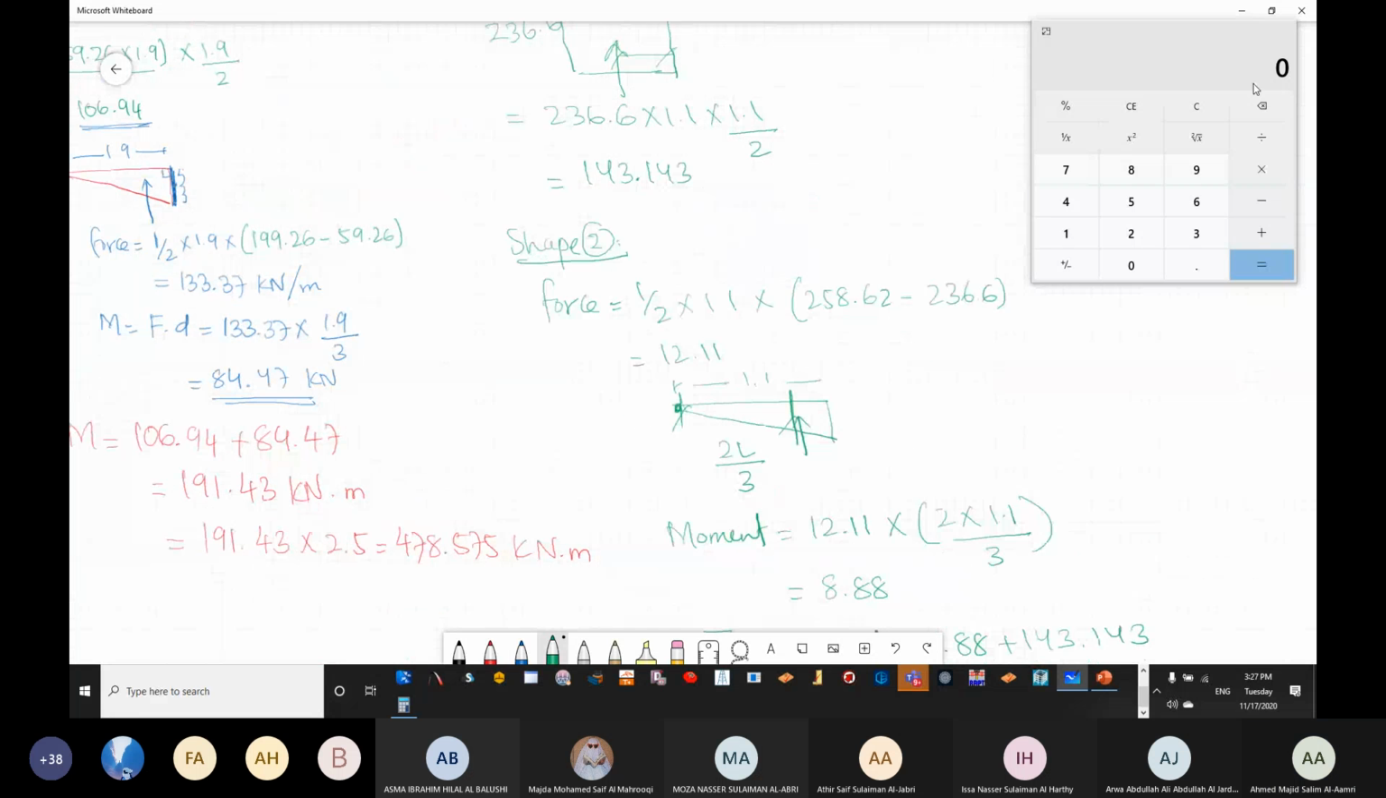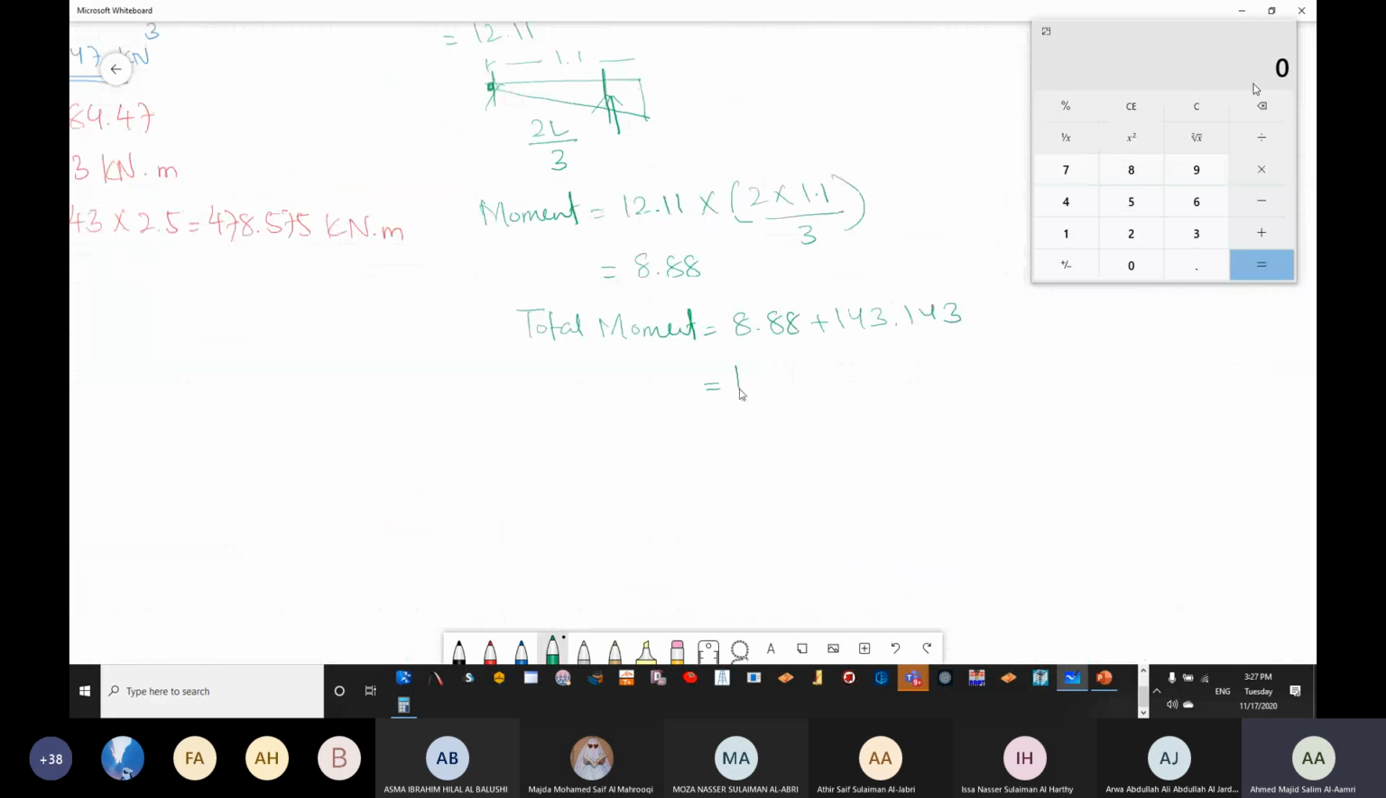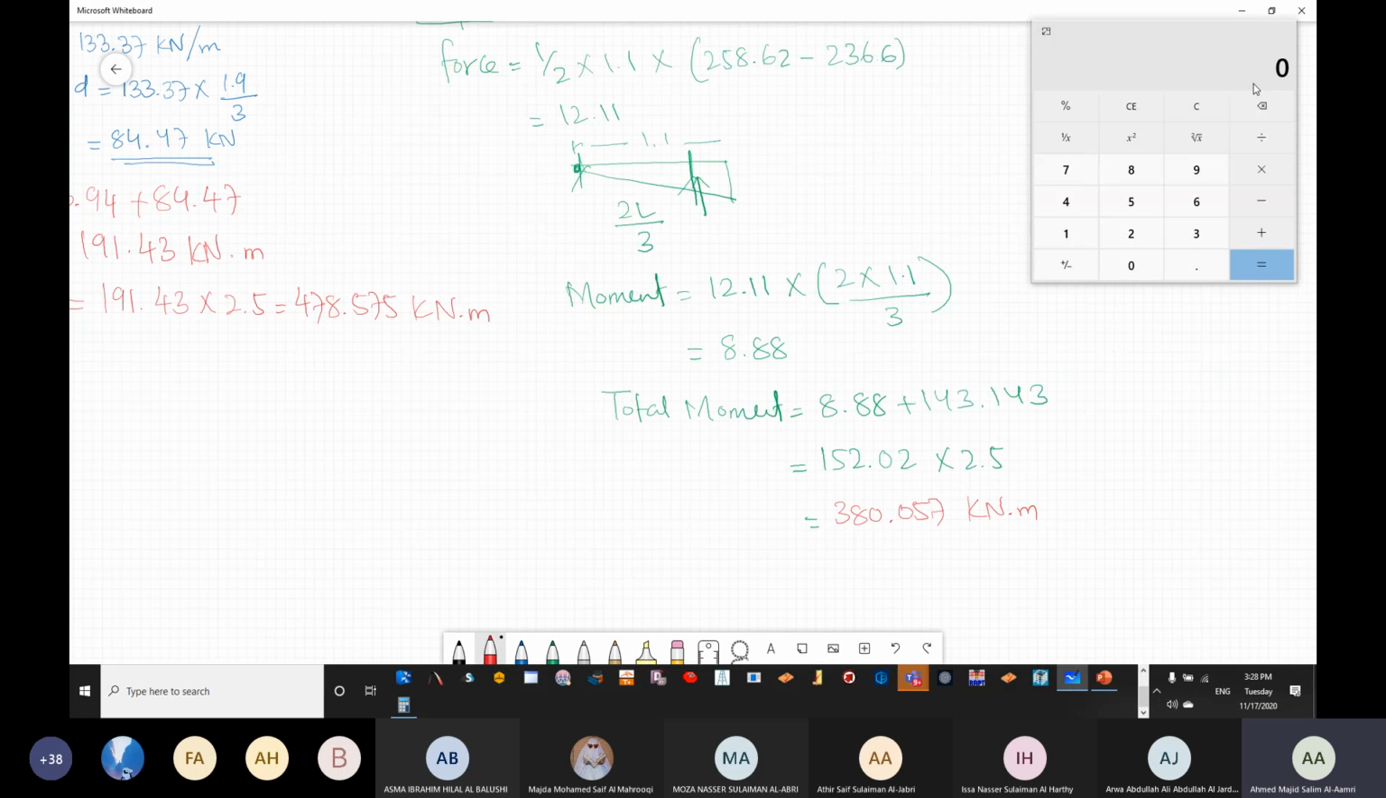So it's going to go 152. Once again, just later on, cross check the values, and then we're multiplying it by 2.5. Cross check the values, because you are the one handling the calculator. So can you check how much is this value? 380.057 kilonewton.